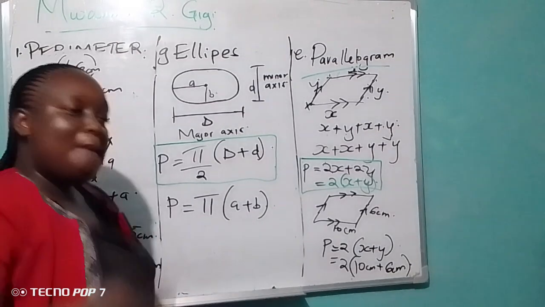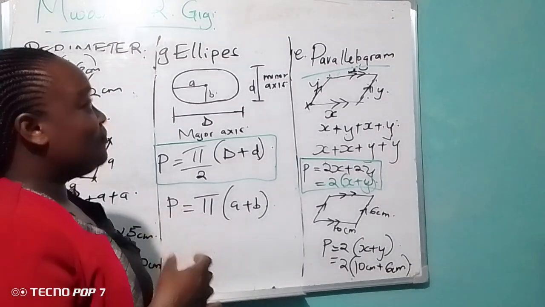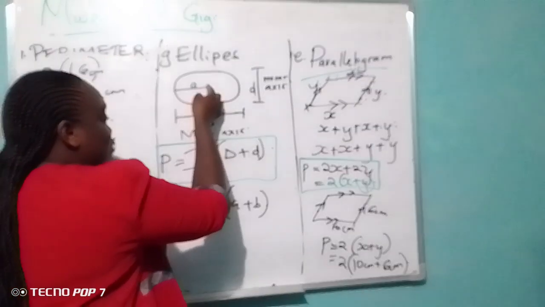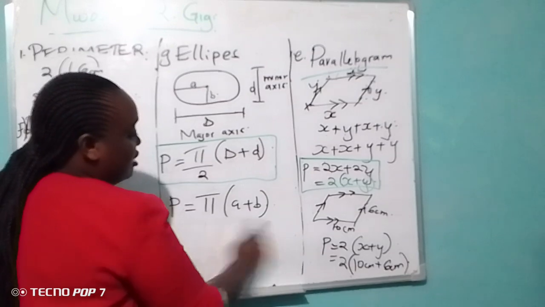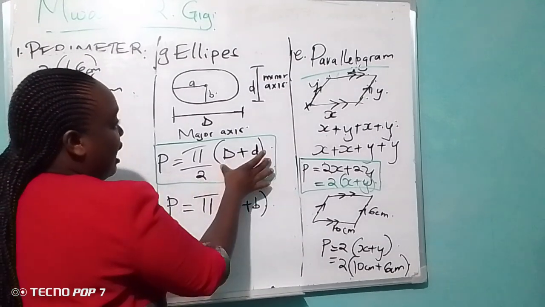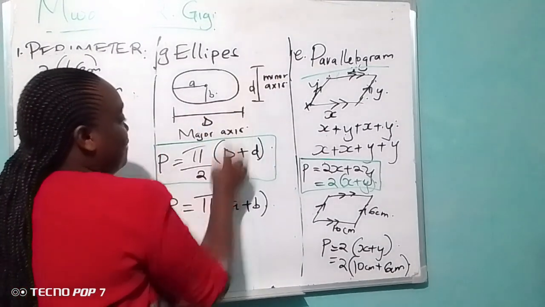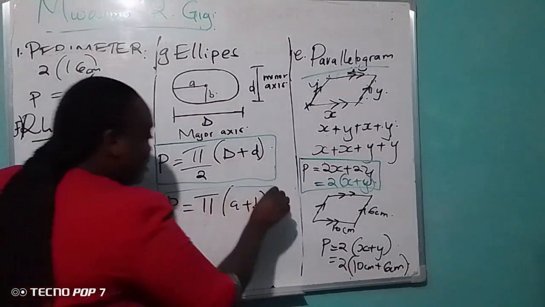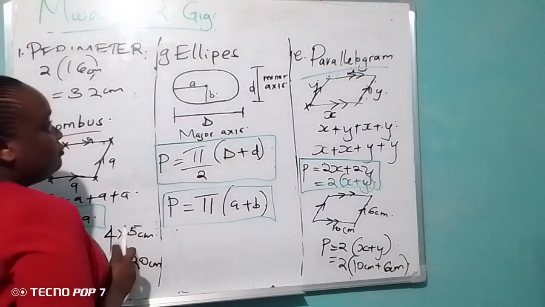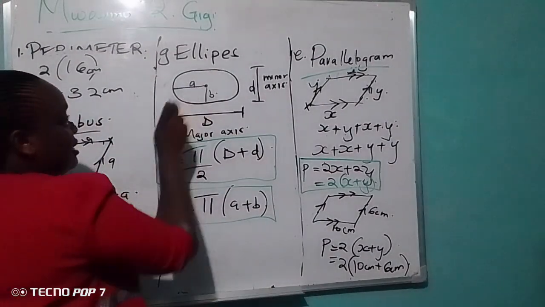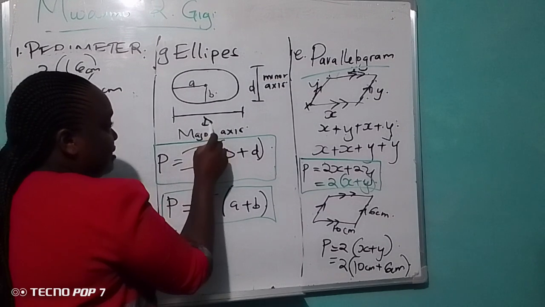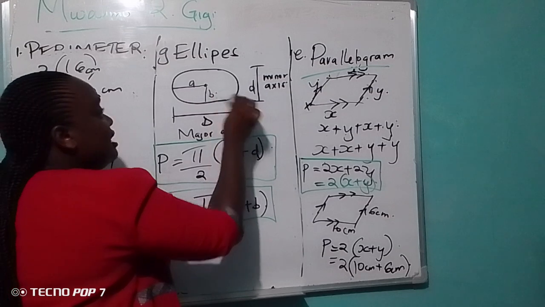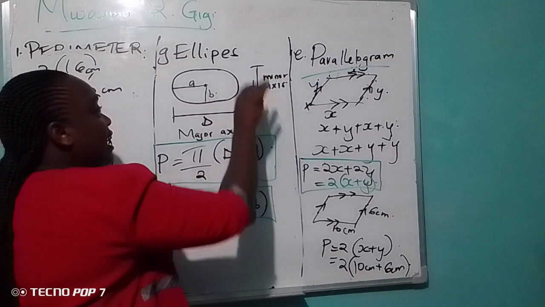Ni kama kutumia pi r squared na pi d. Tukitumia radius we don't divide by 2. Tukitumia the diameter we divide by 2. Sawa. Paka hapo. So you can use either of this formula. A is the radius of the major axis, and B is the radius of the minor axis.